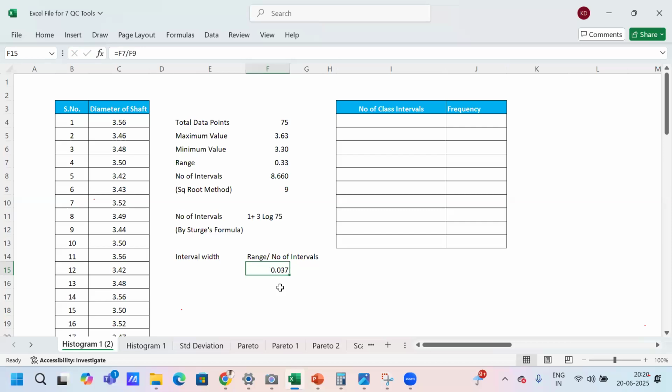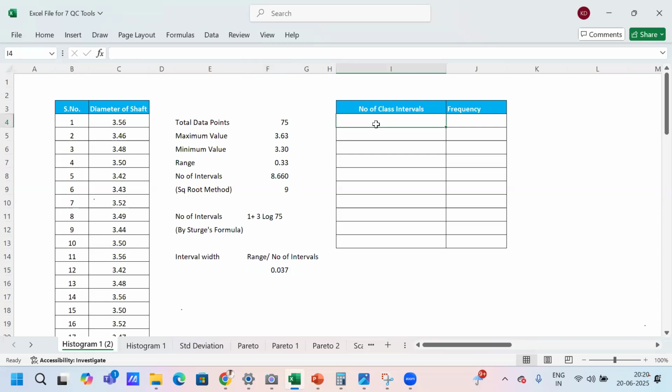Okay. Bas, that's it. So I told Akash, now you can rest, and please sit with me. I will tell you how to draw a histogram in Excel. Okay. So I calculated the maximum value, minimum value, range, number of intervals, and interval width. Now, the class intervals.